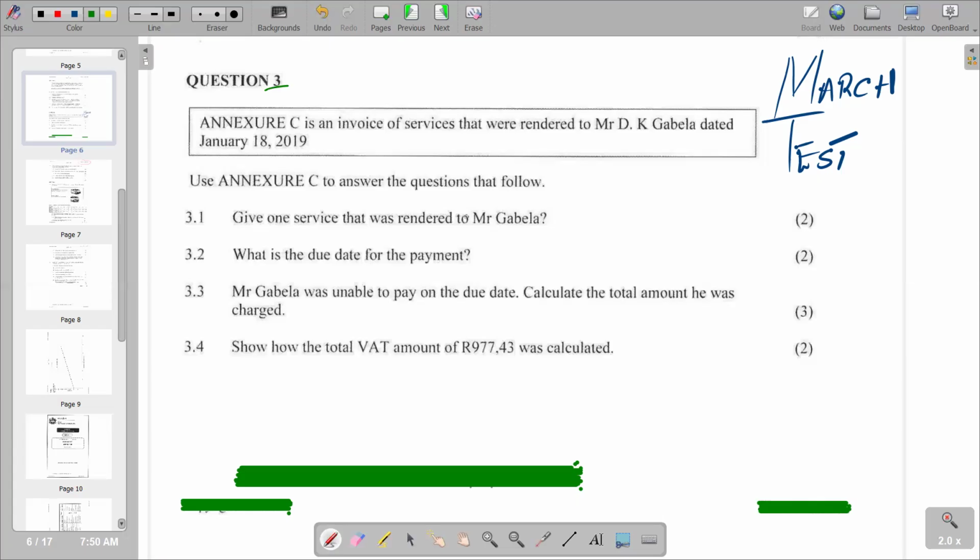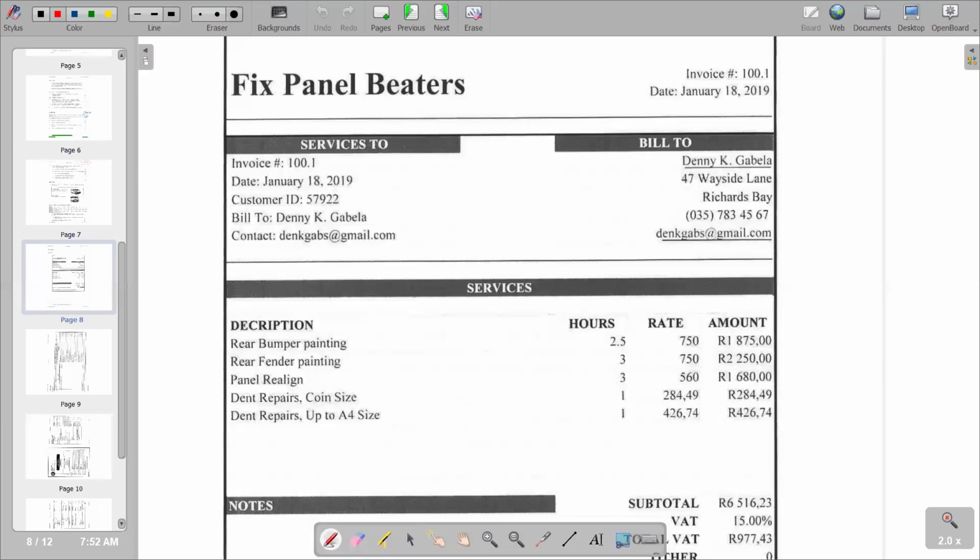So 3.1 is give one service that was rendered to Mr. Gabela, and our question is for 2 marks. So you need to refer to Annex C and try to see which service was rendered to Mr. Gabela. So going to our Annex, we can refer there so that we can identify. This is our invoice for fixed panel beaters.